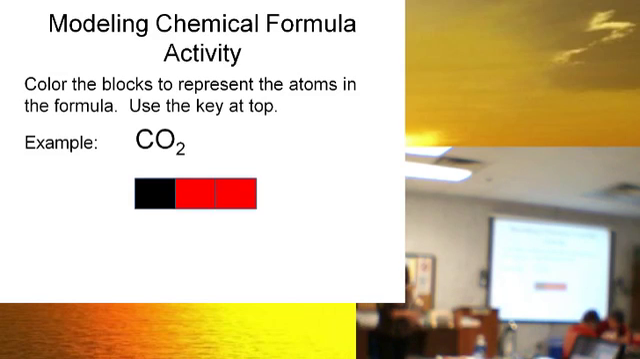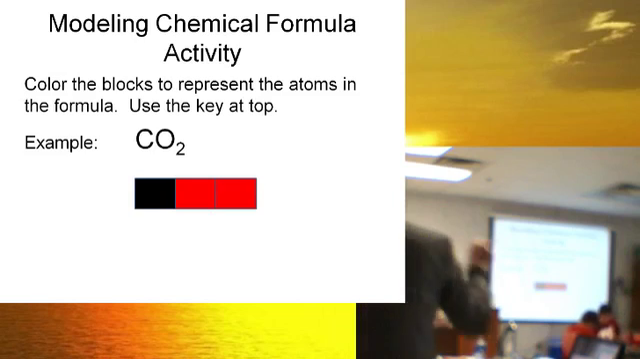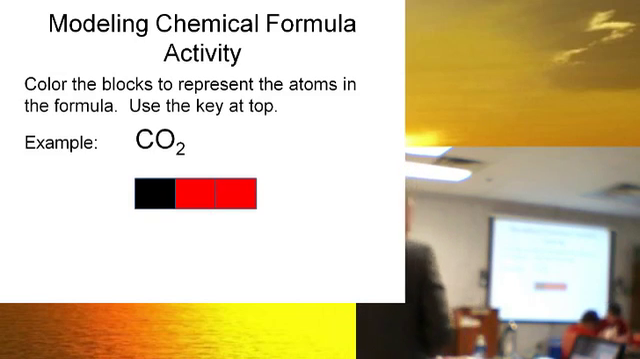Then 1 times 1 is 1. 1 times 2 is 2. 1 times 6 is 6. So now we know there's 1 Zn. So what color is Zn? Green. So everybody grab a green and color one of them.